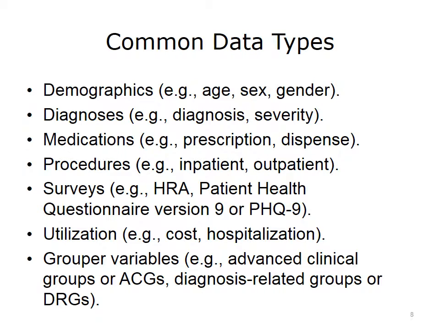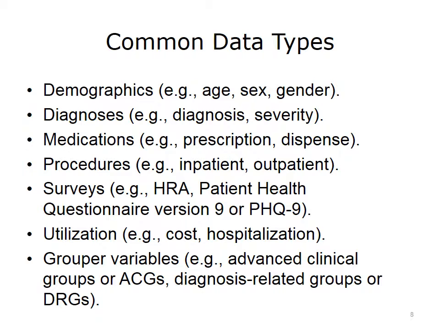Common data types used for population health data systems and analytics include demographics information, such as age, sex, and gender; diagnostic information, such as the actual diagnosis and severity of a diagnosis; medication information, such as prescriptions, dispenses, and filled medications; procedures, such as medical evaluations, anesthetic procedures, surgeries, medical imaging, and other procedures occurred in inpatient and outpatient settings; data collected by patient surveys, such as HRA and Patient Health Questionnaire version 9, PHQ-9, which is designed to measure the severity of depression; utilization information such as cost, hospitalization, admission to the emergency room, readmission, and so on; and finally, a set of derived variables that categorize other variables into meaningful groups.